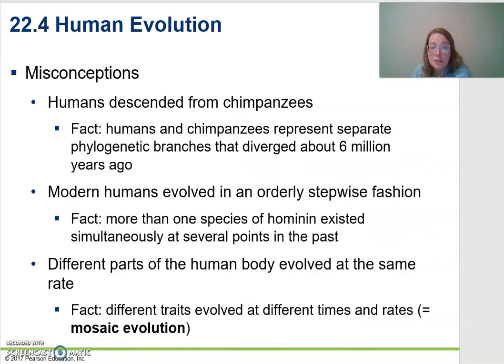Few misconceptions. Humans descended from chimpanzees? No, they're like our distant cousins. We have common ancestors millions of years ago. Modern humans evolved in an orderly fashion. No, we had different hominid species present at the same time. Some people have more Neanderthal traits, genes, than others. And then different parts of the human body evolved at the same rate. No, there's a couple ideas here. Mosaic evolution, different traits evolved at different times and rates.